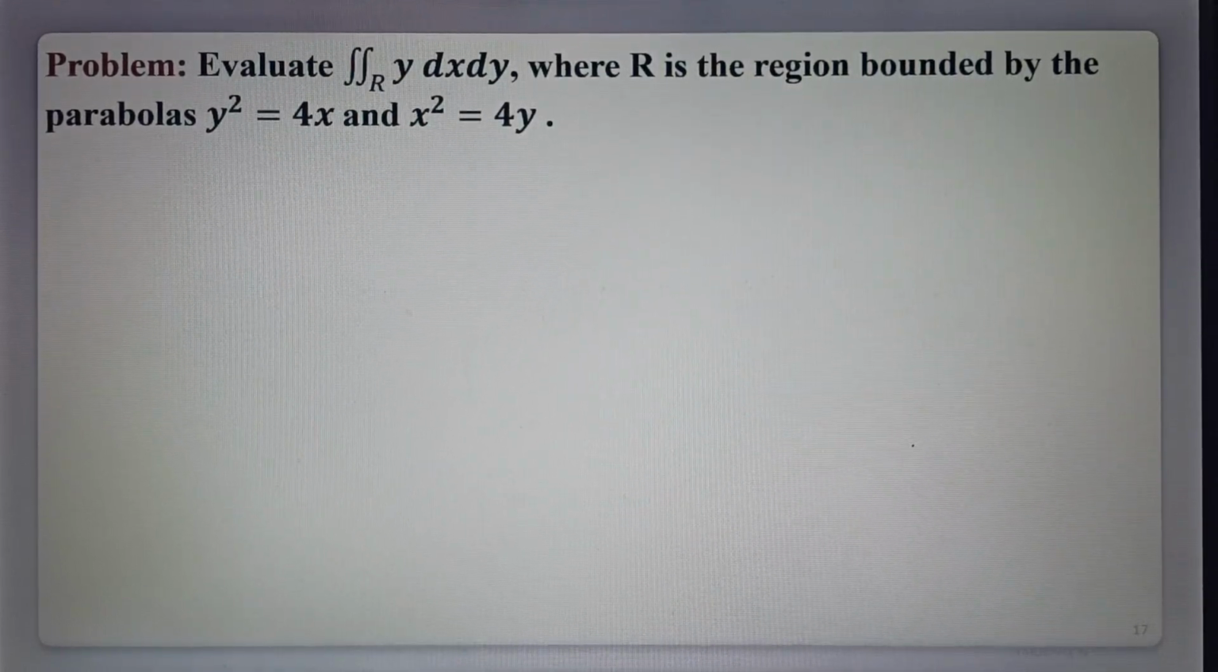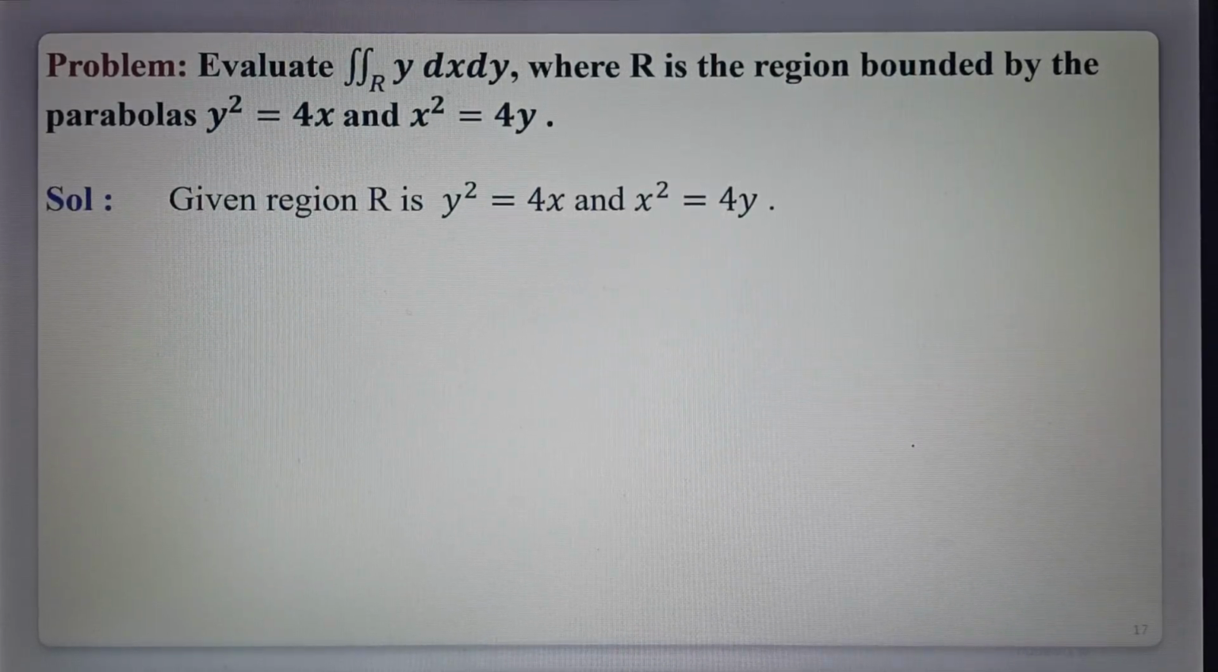So evaluate the integration over R of y dx dy, where R is the region bounded by the parabolas y square is equal to 4x and x square is equal to 4y. This is a very important question, and maximum 99% this question will be given in the examination. Okay, listen carefully, all of you. Remember that this is a very important question. Okay?